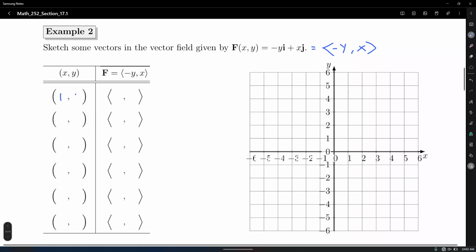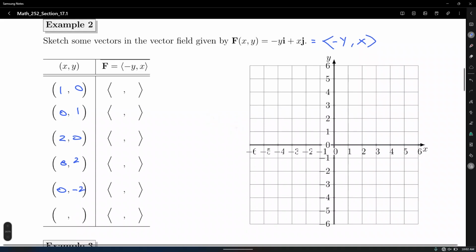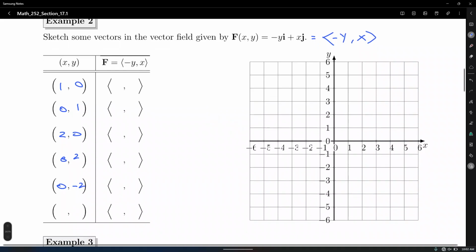I'm going to write a bunch of other points here: 1, 0, 0, 1, 2, 0, 0, 2, 0, negative 2. Okay, that's enough. Oh wait, negative 2, 0. I was supposed to do negative 2, 0, and 0, negative 2. Be careful when writing down the vectors.